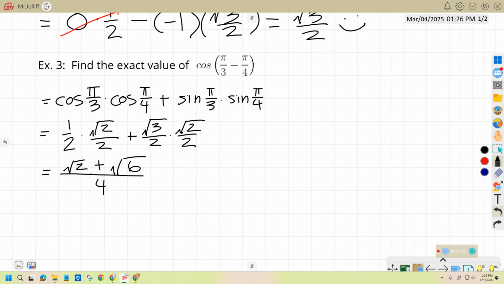Yes, Melissa? No. Two separate fractions is equally correct. What you're seeing, Melissa, is that I am a lazy mathematician.